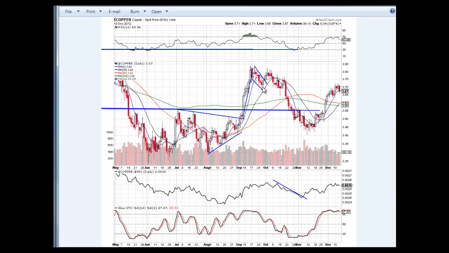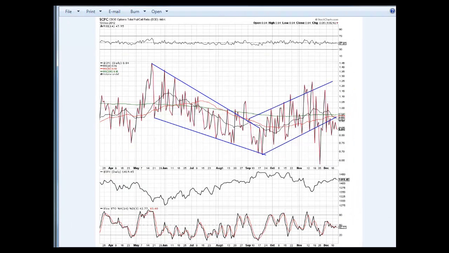Now, on the weekly chart, which I do not have for you tonight, if you would look, there is a big, large symmetrical triangle, and that symmetrical triangle can break down or up. And it's a weekly chart, so it will take precedence over a daily chart. So again, we want to keep monitoring where copper is going because it is a leader in the indexes that we follow. Okay, CPC, I wanted to show you the put call.